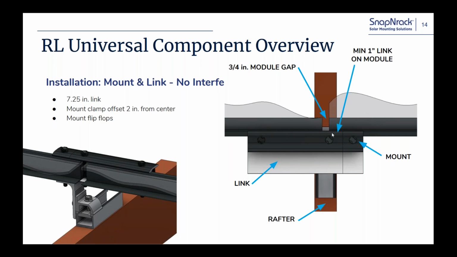If it literally is right in the middle, like we've seen here, you can just butt it right up against the mount, and you'll have 1 inch of link clamped onto the module, which is totally acceptable as far as the engineering goes and the loading characteristics of the system.